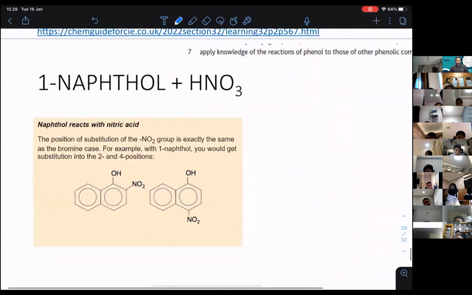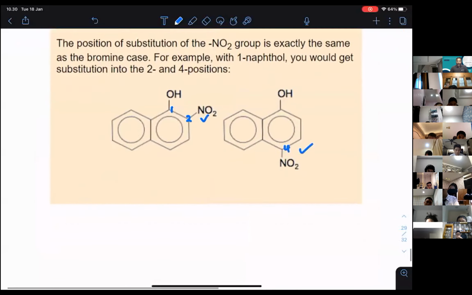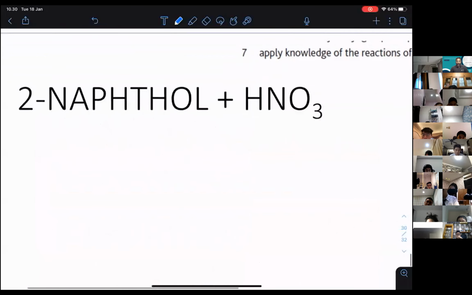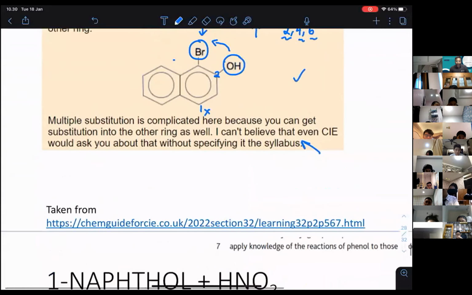And 1-naphthol with HNO3: 1 is easier because it's 2, 4, 6. So at position number 1, position 2 is easier, and then position number 4 is easier. You can actually predict easily. But when it comes to 2-naphthol with HNO3, they are going to follow something similar to this.